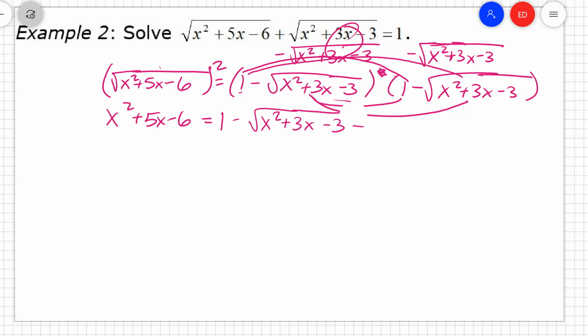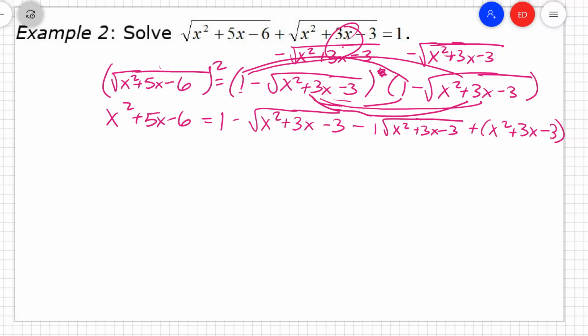I don't want you to think that there's a line over that. Minus 1 square root of x squared plus 3x minus 3. Okay, and then on our very last one, we're going to end up with the radical times the radical, which the radicals would cancel out, and you would just be left with positive x squared plus 3x minus 3, because remember it's the radical squared. Okay, a lot going on right now.